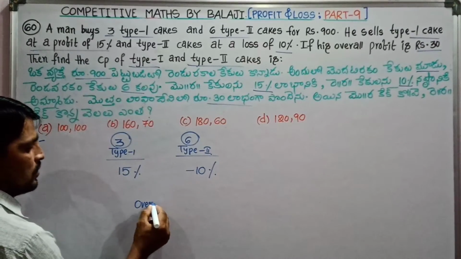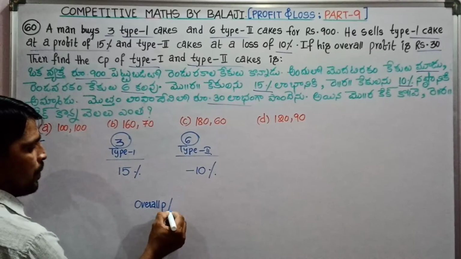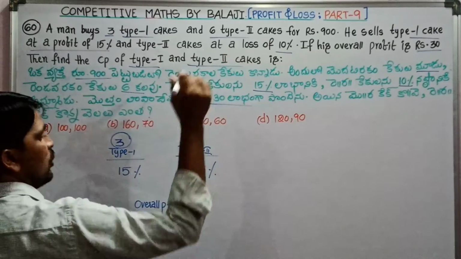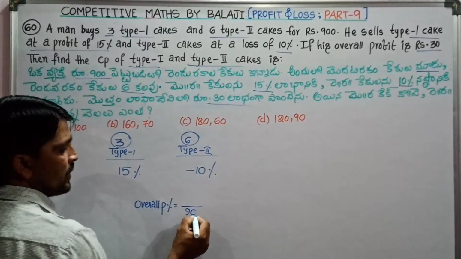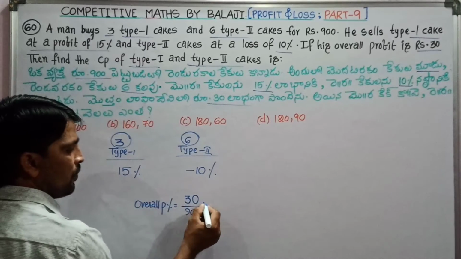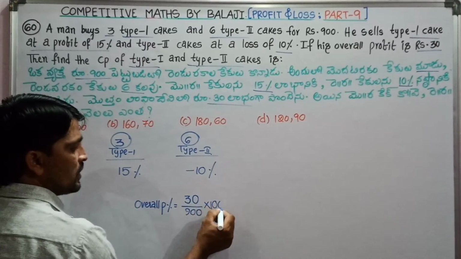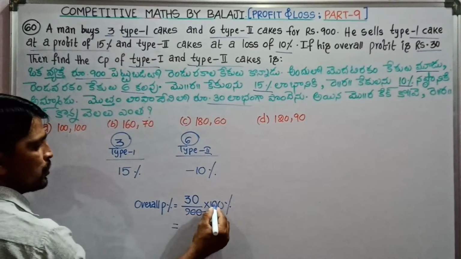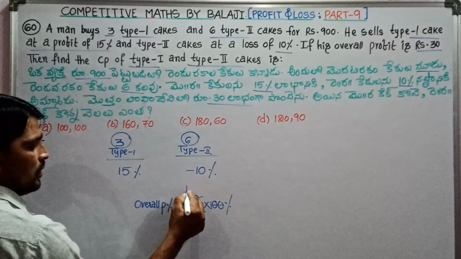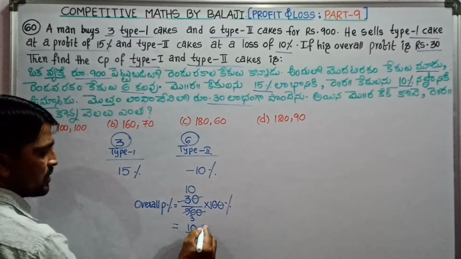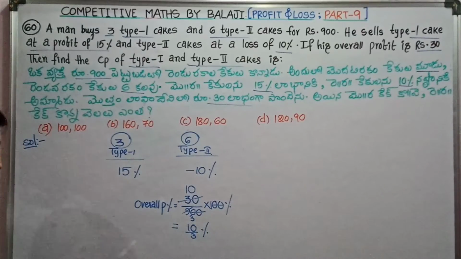Overall profit percentage: his investment is 900 rupees. So 900 is the investment, nothing but the cost price. Out of 900 he made 30 rupees profit. But we have to express it in percentage. So multiply with 100%. Two zeros cut. 3 tens are 3, 3 threes are. That is 10 by 3% he made overall profit. Now consider the difference.